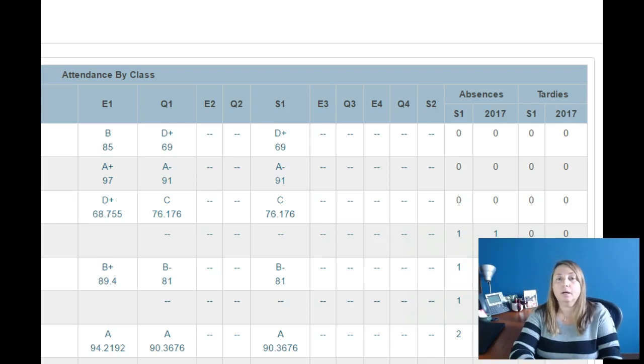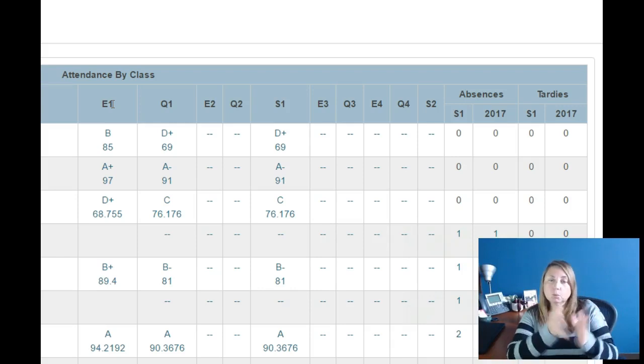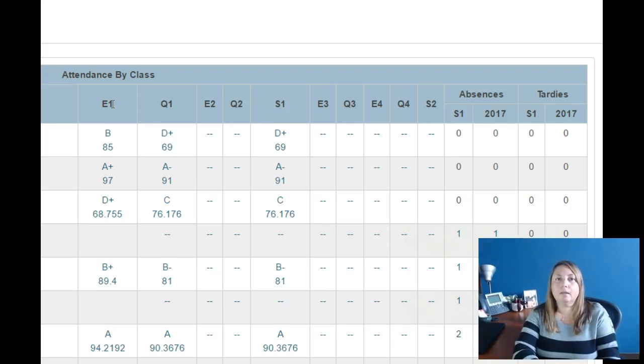We have E1, let's look at this at the screen. We have E1, it was the first eligibility that was in between the beginning and the end of the first quarter. Then we have the Q1, which is actually the end of the first quarter, which is going to be this Friday. And then we have E2 and Q2 that are coming up.